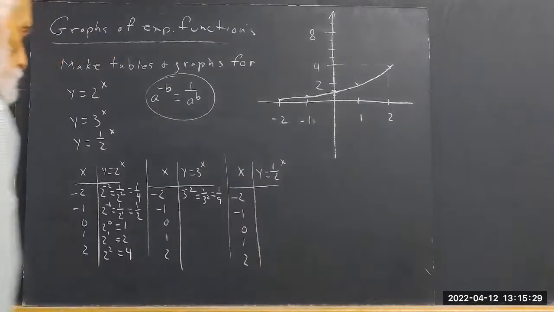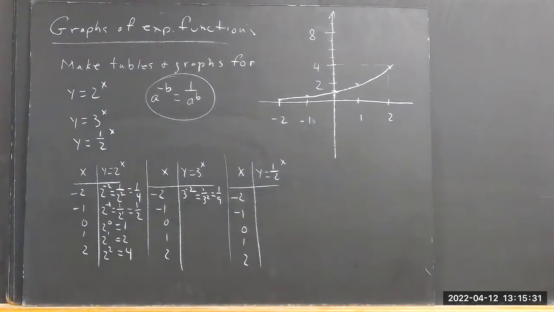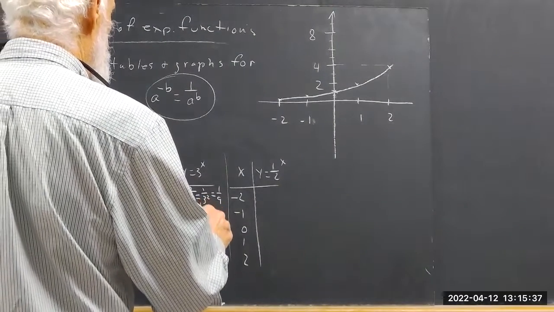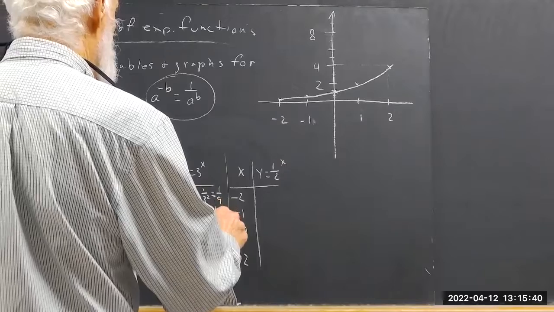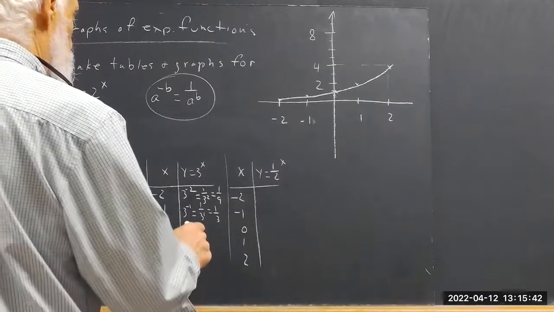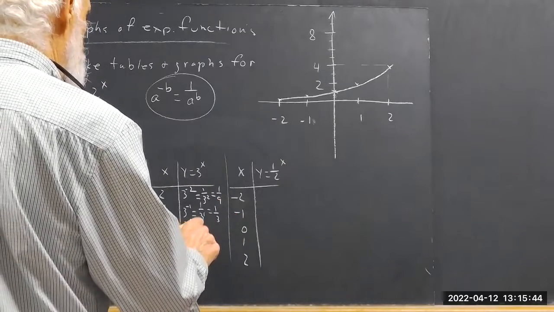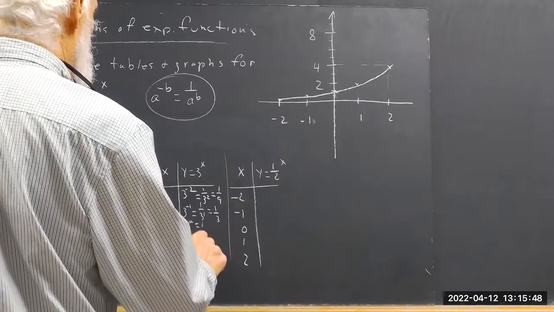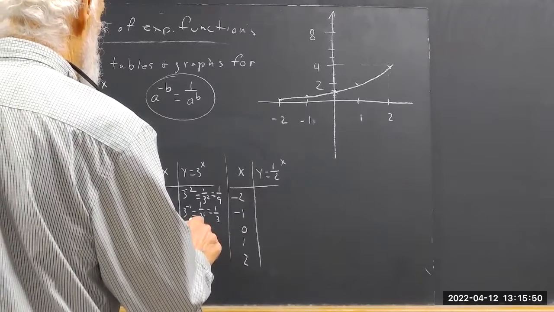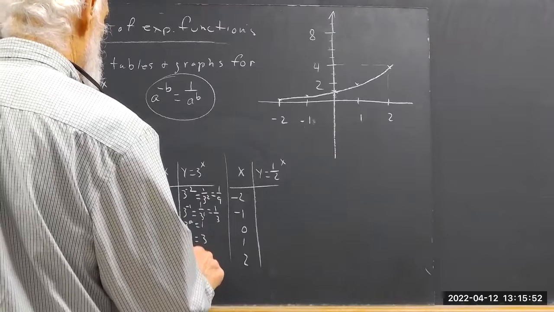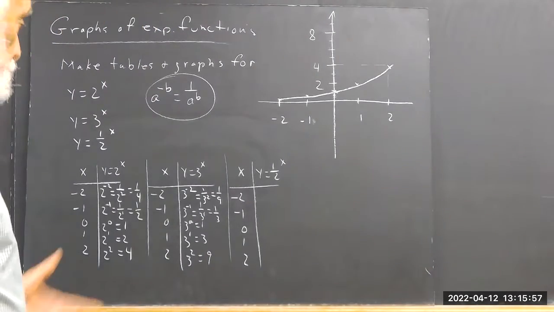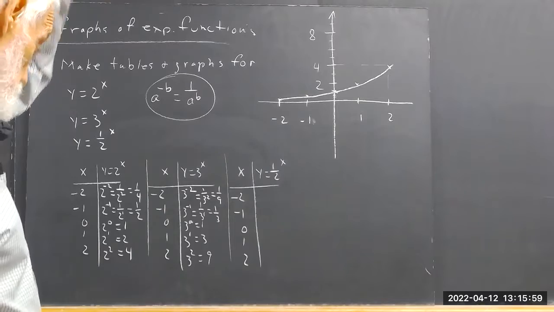So let's have a little more room here. Okay. And 3 to the -1 is 1 over 3 to the 1, which is 1/3. 3 to 0 equals 1. 3 to the 1 equals 3. And 3 to the second is 9. Okay. So now we can graph 3 to the x.